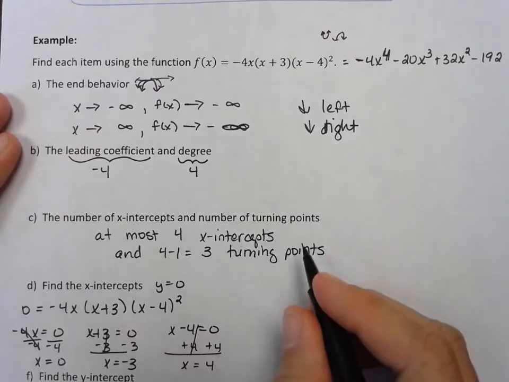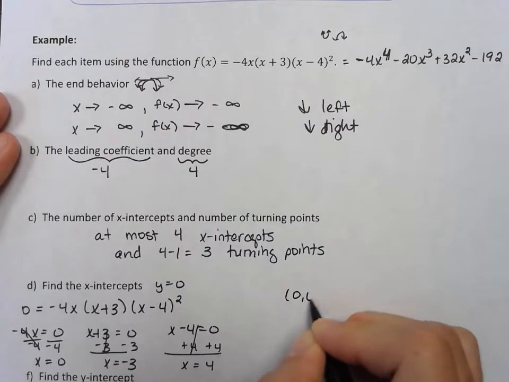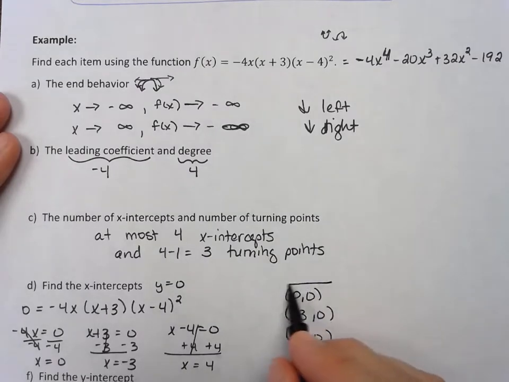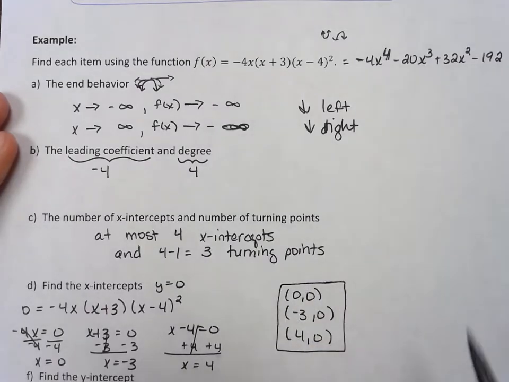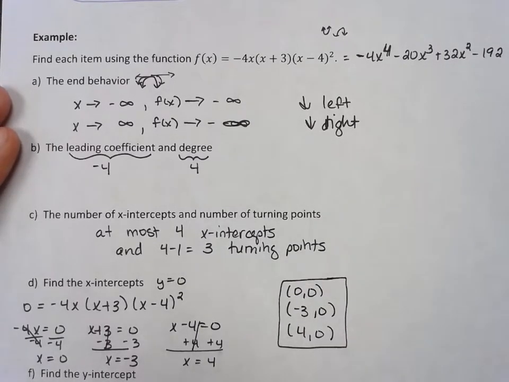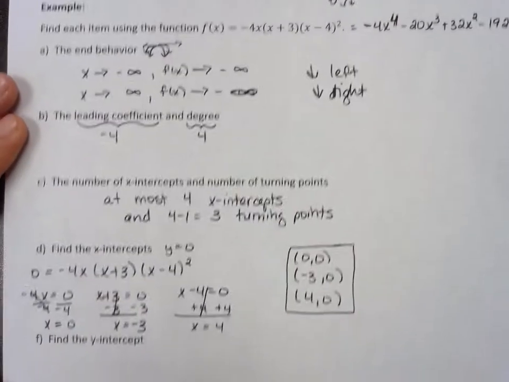So our intercepts are the points 0, 0, -3, 0, and 4, 0. So we actually have 3 x-intercepts. Remember, we're going to have at most 4. So we verified that by finding them.